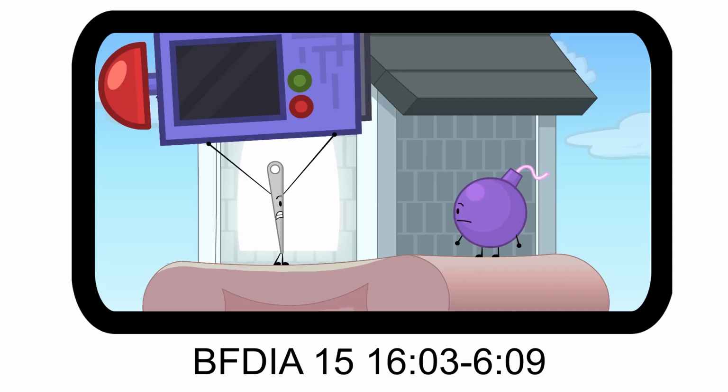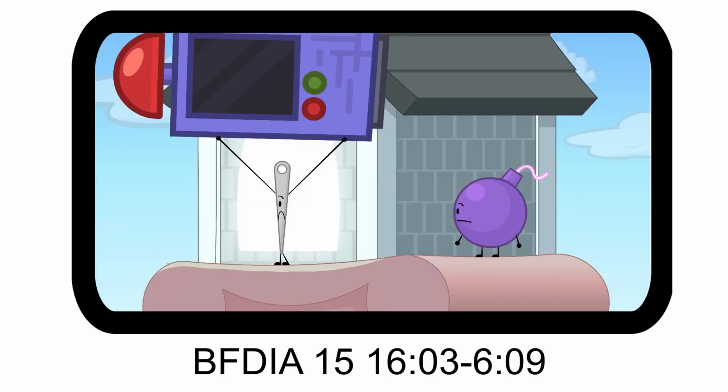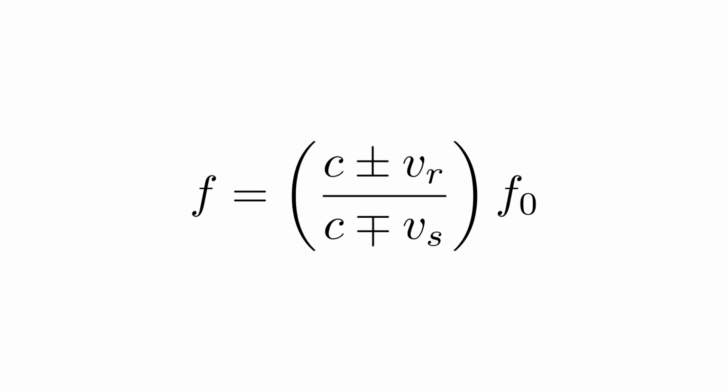I was making a list with all the BFDI scenes that I consider scientifically interesting, and when I watched BFDI A15, there was a scene that caught my attention. It's this scene. That's called the Doppler effect, by the way. What I realized is that since the formula for the Doppler effect includes the speed of sound, we could use this scene to calculate it.